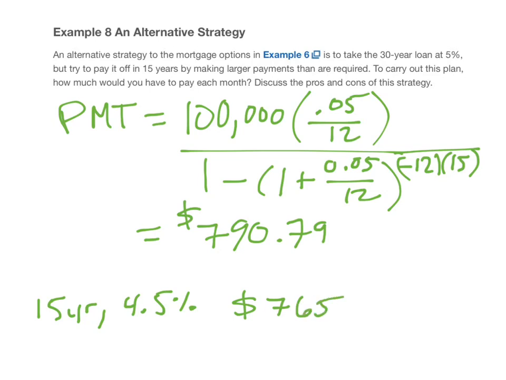You can compare that amount to the 15-year mortgage at 4.5%, and that one required monthly payments of about $765. So the difference here is the higher interest rate. If you're taking the 30-year loan and just trying to pay extra, you're still paying 5% interest per year versus 4.5%. So you're going to need to pay a little bit more each month in order to be able to pay off the loan in the same amount of time. But again, you've got more flexibility because if you ever can't pay $790, you can default to the lower $537 payment per month.